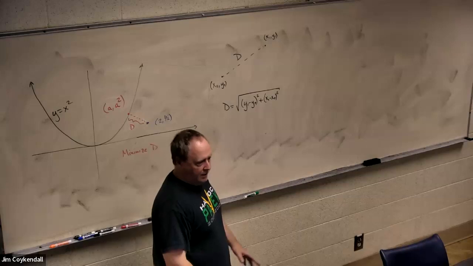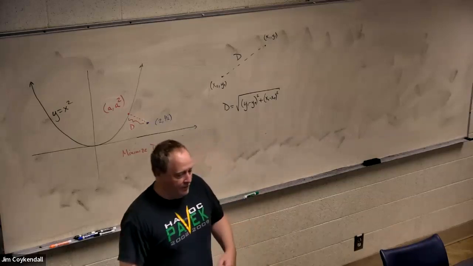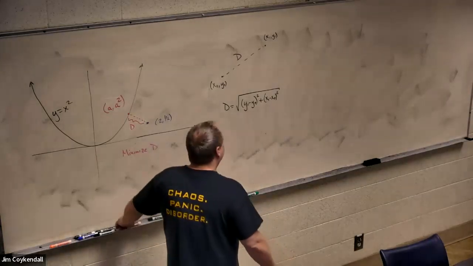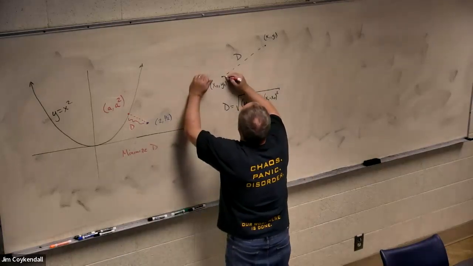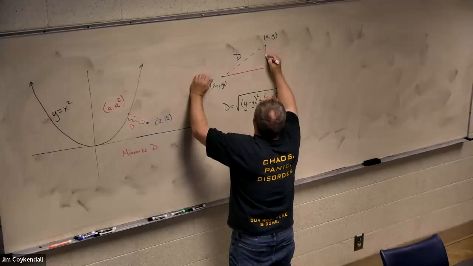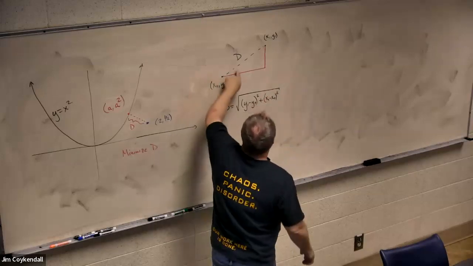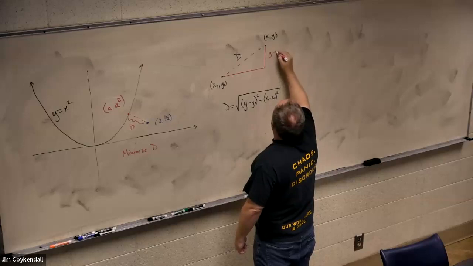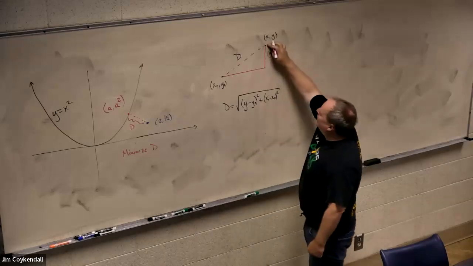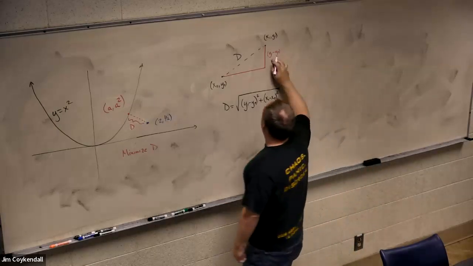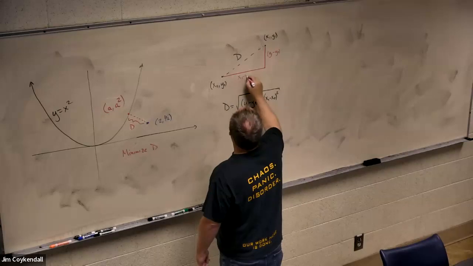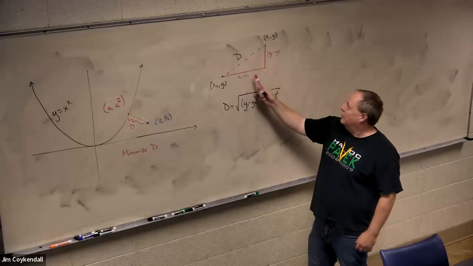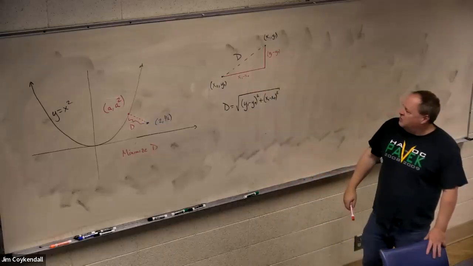Now that may look like some crazy formula, but it's really a familiar fact. I'll show you why. That's the hypotenuse of this triangle. And this height right here is the top y coordinate minus the bottom, so it's this y coordinate minus this y coordinate. That's this side. And this length right here is x1 minus x0. So what you're saying is the square root of this square plus this square.